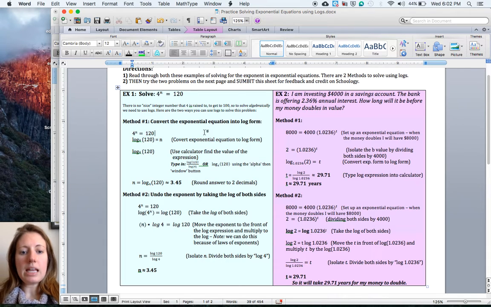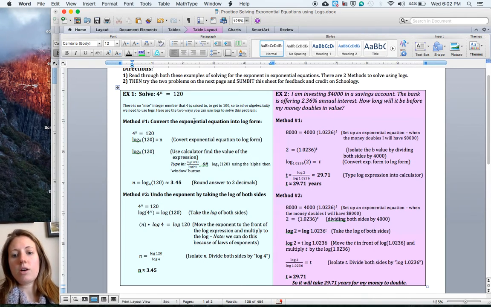So, this video is to show you how to type in logs in your calculator, or how to type in a log expression in your calculator correctly to get the correct solution.